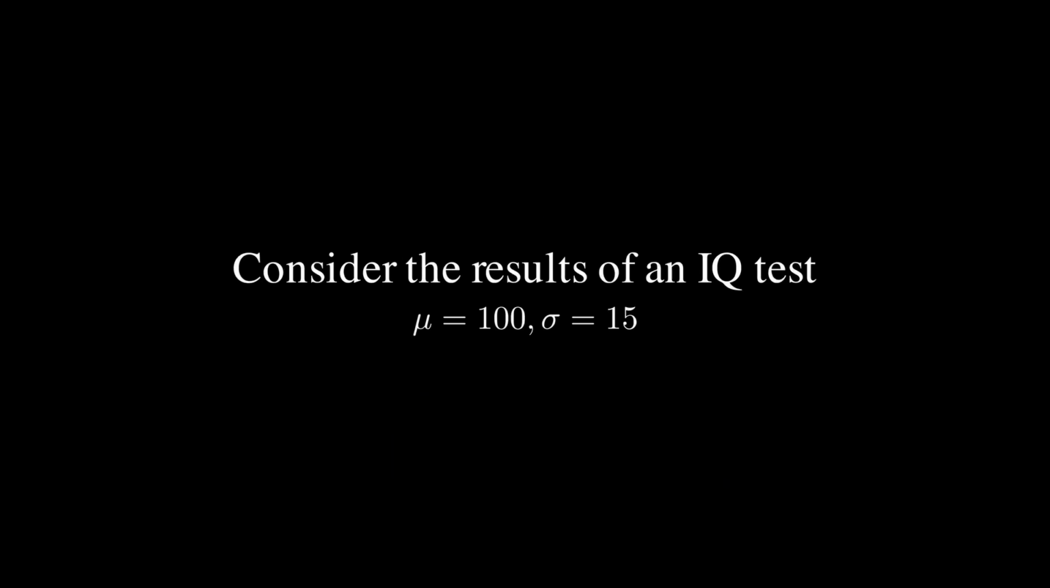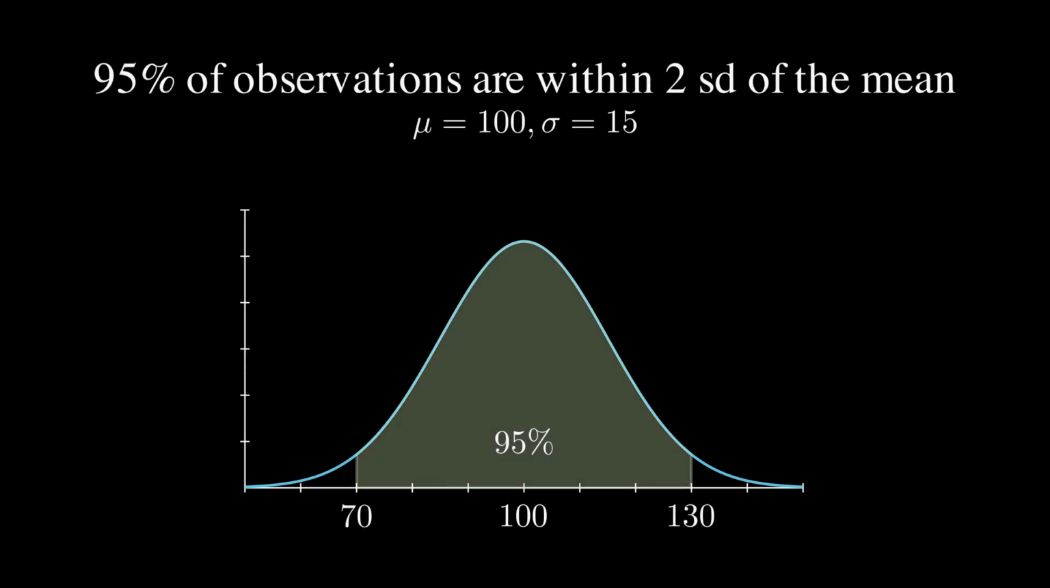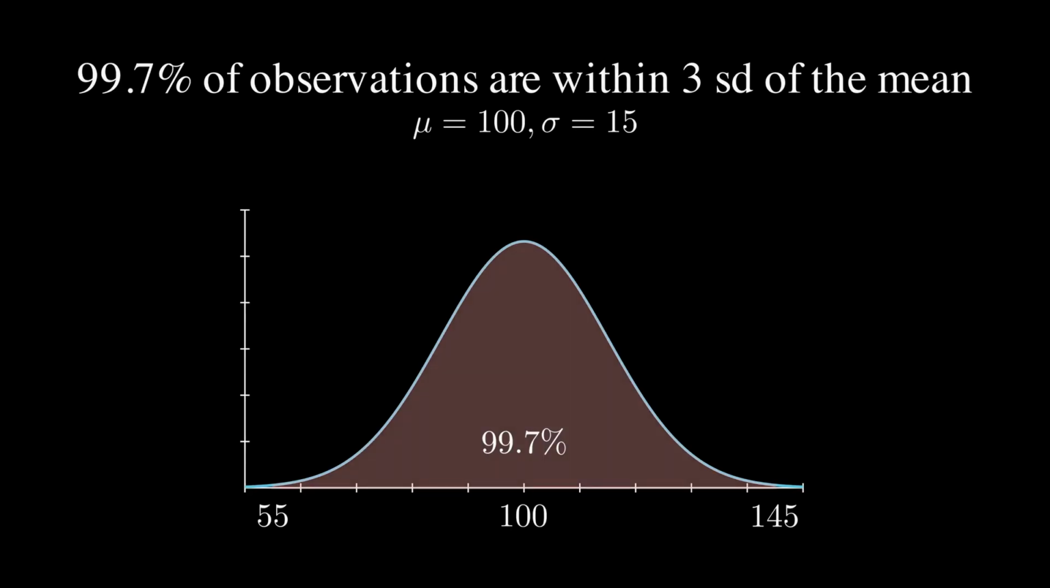To make sure we understand this, let's consider the results of an IQ test with mean 100 and standard deviation 15. 68% of observations are within 1 standard deviation of the mean, or between 85 and 115. 95% of people score between 70 and 130. And 99.7% of scores are between 55 and 145, within 3 standard deviations of the mean.